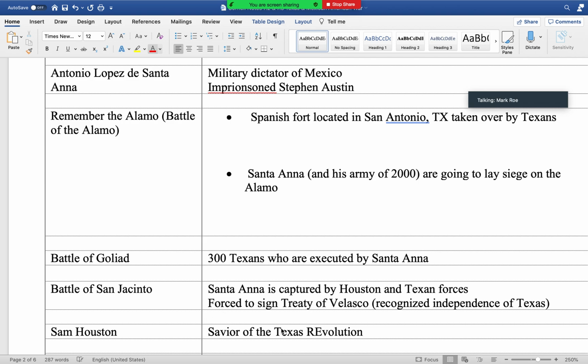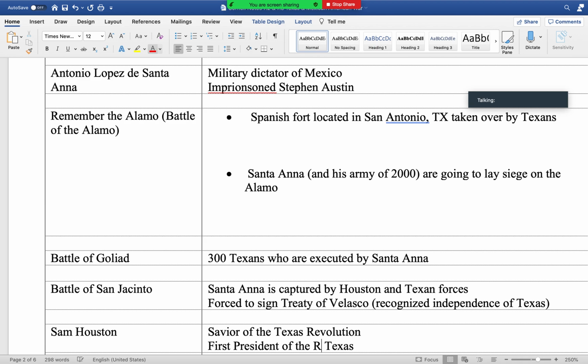Sam Houston is the savior of the Texas Revolution. He's going to go on to become the first president of the Republic of Texas, also known as the Lone Star Republic. Maybe a hint, hint, wink bonus: their flag has one star, hence Lone Star. It was nicknamed the Lone Star Republic.